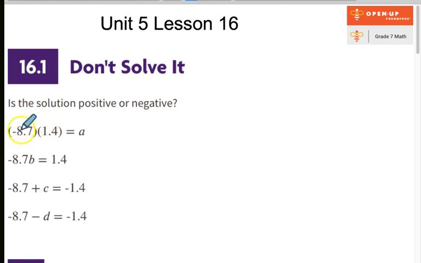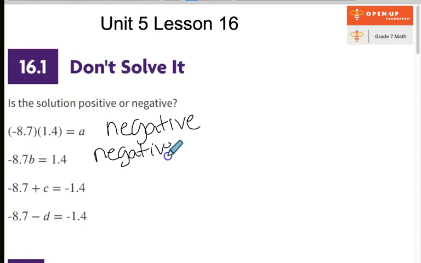So first one, they are multiplying. Negative times a positive equals a negative. So this one is negative. Next one, a negative and a B, or a number and a letter next to each other, means multiply. Negative times something is a positive. So negative times a negative equals a positive.